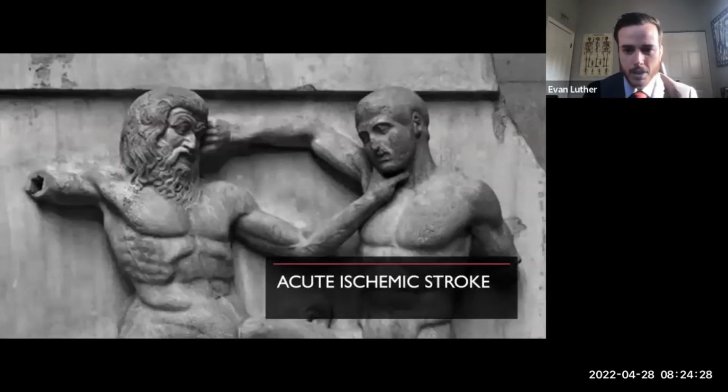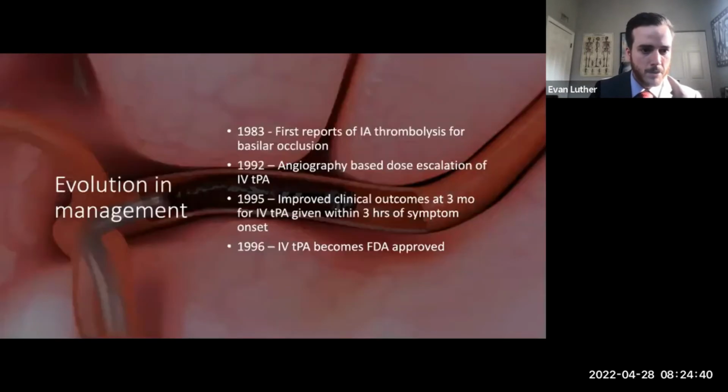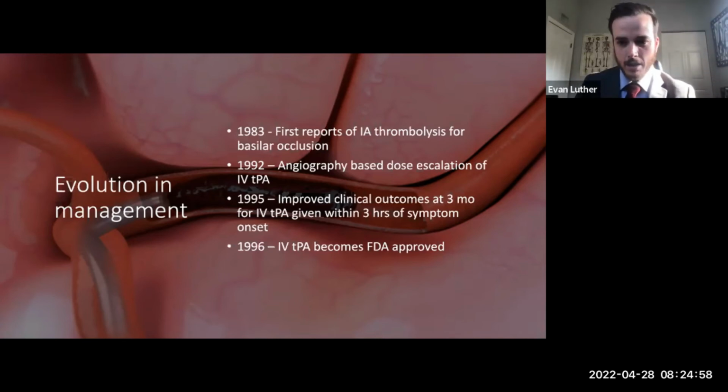That discussion brings me to the next topic, which is acute ischemic stroke. As I'm sure many of you have heard, at least peripherally, the evolution of this treatment. But I wanted to start by giving you a little historic background. 1983 was the first report of using intraarterial thrombolysis for basilar occlusion. They only had 5 patients, but 3 of them, 60%, had recanalization of their basilar artery with some clinical improvement.